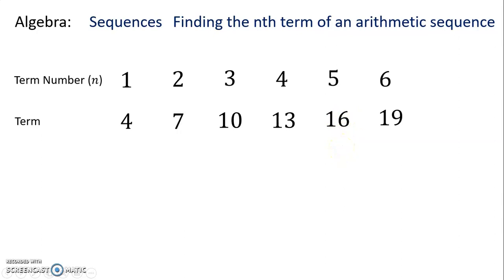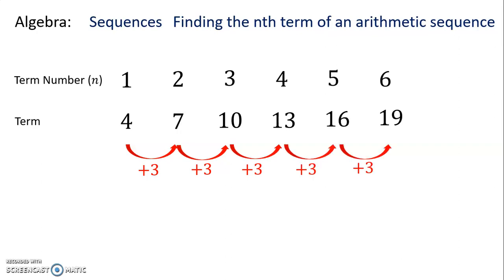Now, an arithmetic sequence, you might not have heard it referred to as that before. That's a sequence where we are adding on a consistent amount each time to get to the next term. So 4 add 3 is 7. That gets me the second term. Add 3 again to get 10. And add 3 again, etc. So it's always add 3.